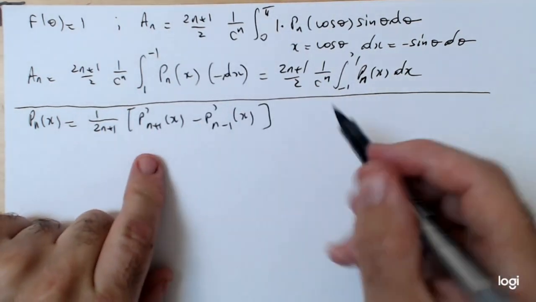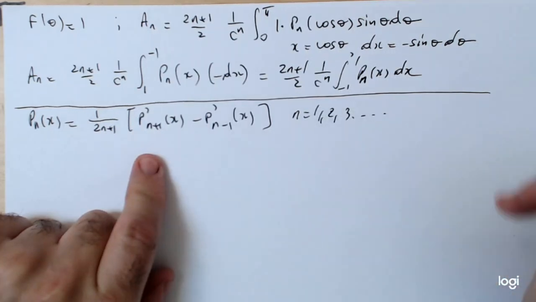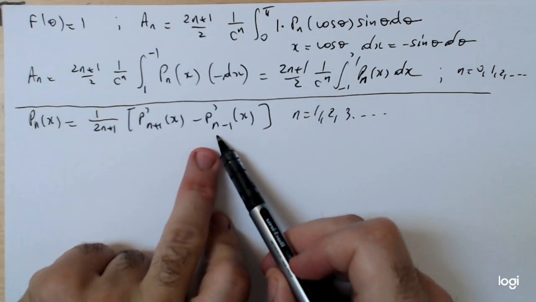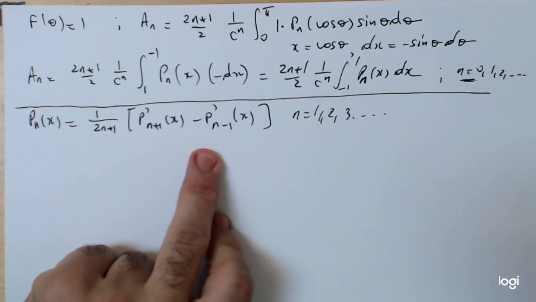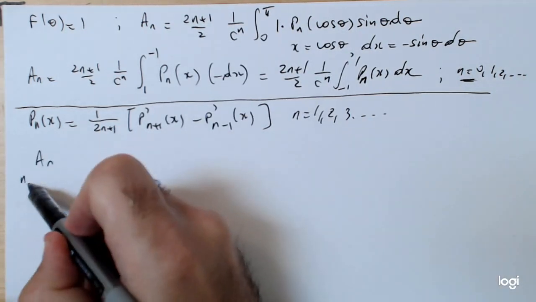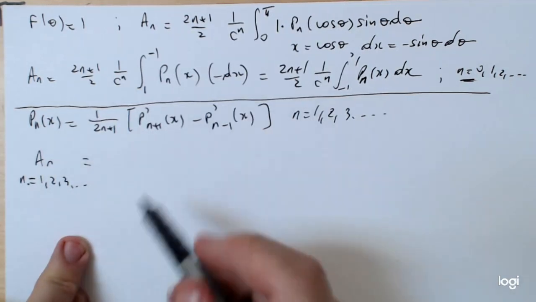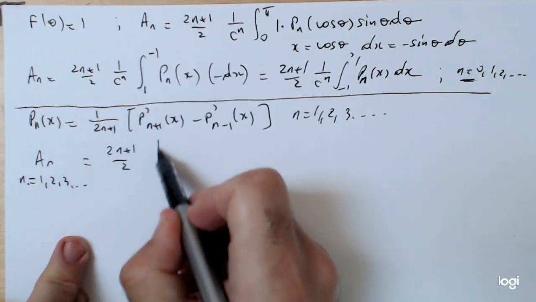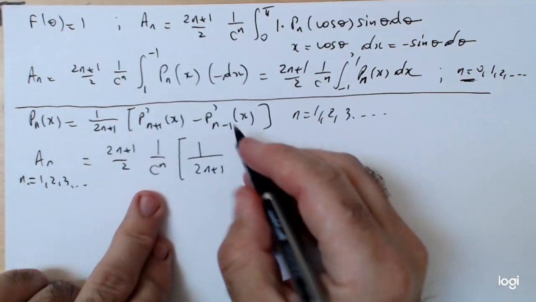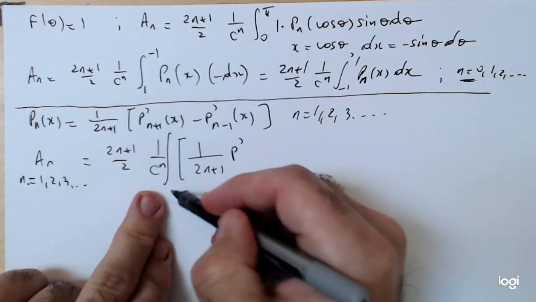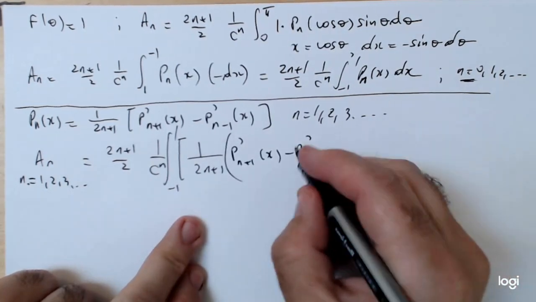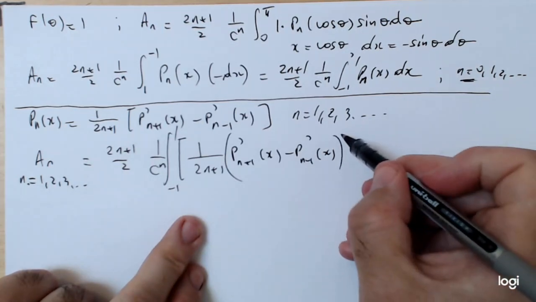So you can have an antiderivative for this when n is equal to 1, 2, 3, and so on. Now remember, in my case, n is from 0, 1, 2, and so on. So if I'm going to apply this formula, the case n equals 0 is to be treated separately. Because when I plug in 0 for n, that's P negative 1, which doesn't exist. All right, so an, assuming n is just from 1, 2, 3, and so on, according to this formula, that's going to be 2n plus 1 over 2, 1 over c to the n. And let's plug in this antiderivative, 1 over 2n plus 1, under the integral, P prime n plus 1 of x minus P prime n minus 1 of x dx.